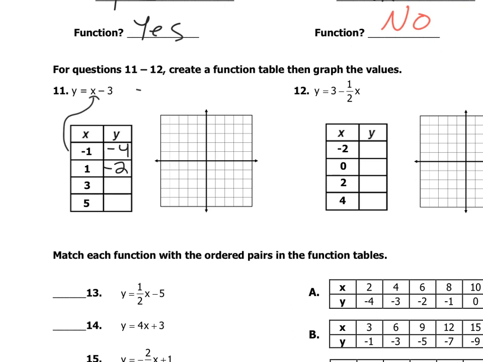If we plug in 3, it would be 3 minus 3, which would be 0. So that third value would be 0. And if we plug in 5, it would be 5 minus 3, which would be 2. So that fourth value would be 2. So now let's go ahead and graph it. It would be -1, -4, which would be right here. That's your first ordered pair. 1, -2, which would be right here. 3, 0, which would be right here. And then we have 5, 2, which would be right here. And that would be your graph.